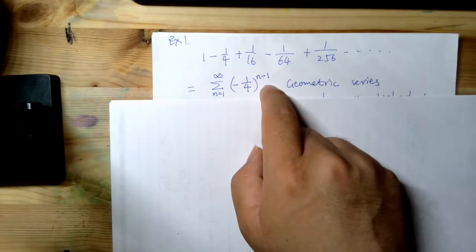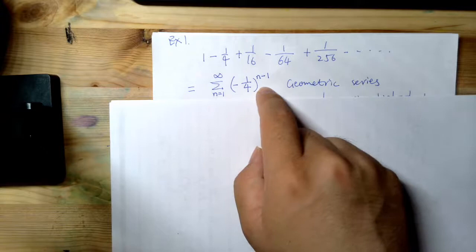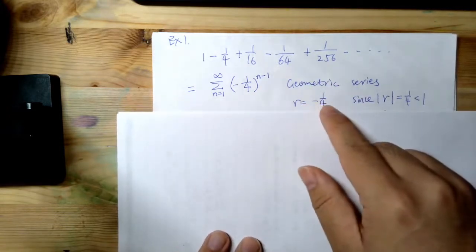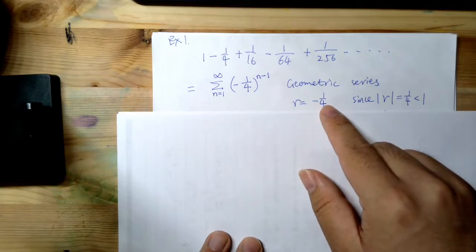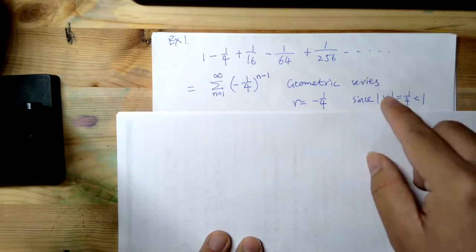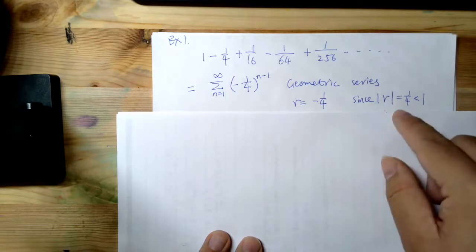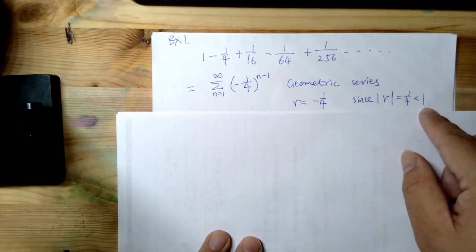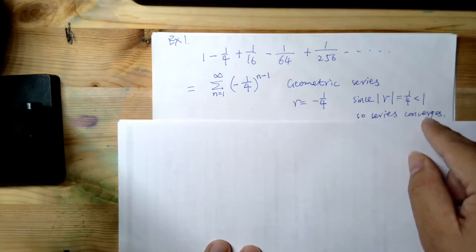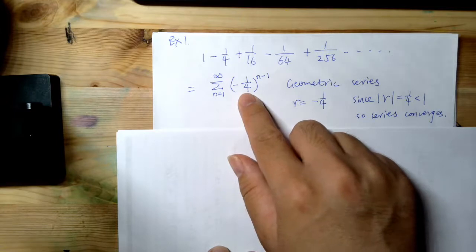Apparently, this is a geometric series with the common ratio negative 1 over 4. And we know that for a geometric series, if the absolute value of the common ratio is less than 1, then the geometric series converges. The absolute value is 1 over 4, so for sure it's less than 1. So we can get the conclusion that this series, if we view it as a geometric series, converges. Okay, it converges.